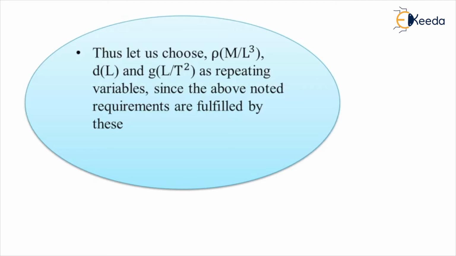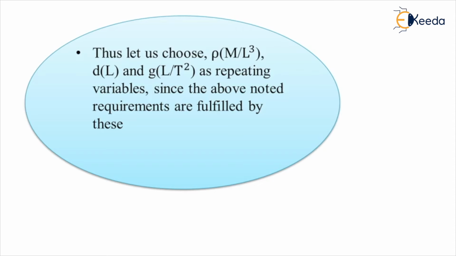Thus, let us choose rho, that is the density. The unit of density is Newton per mm cube. From this, we have the dimension of density as N upon L cube.